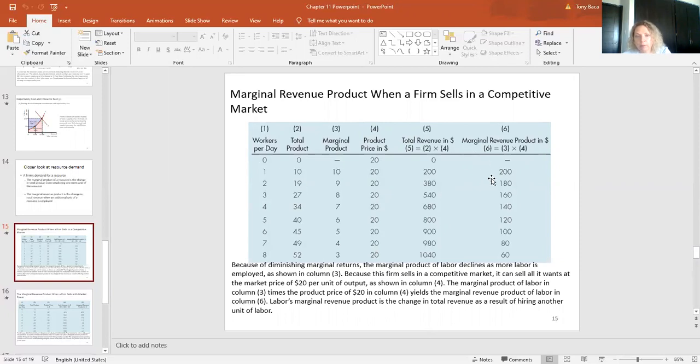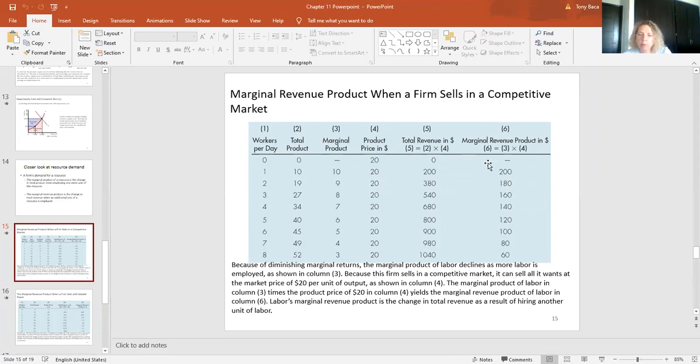And then the marginal revenue product, you can actually calculate a couple different ways. You can actually see what the change in total revenue is. So when we're going from 200 to 380 in column 5, we can see that that change was 180. And so there in column 6 is that 180. Or you can multiply the marginal product of 9 times the price of 20, and you get that same 180. So it's just a different way of going about the math, but pretty much the same thing.